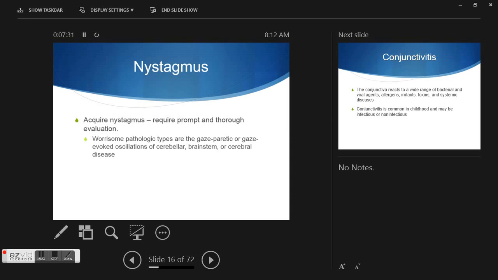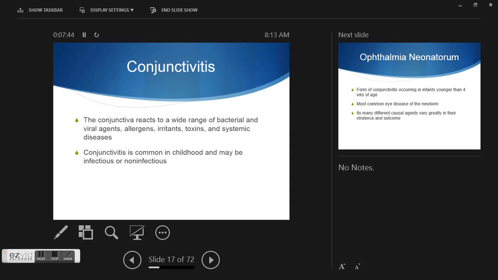Acquired nystagmuses require prompt and thorough evaluation, and the worrisome pathologic types are the gaze paretic or gaze evoked oscillations of cerebellar, brainstem, or cerebral disease.